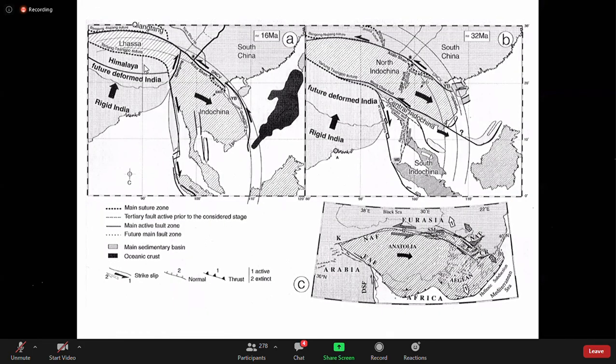So that's their published model. And you'll notice that the Mae Ping fault here goes all the way over to northwest Borneo, to the fold thrust belt here. And there's no Proto-South China Sea in this model.